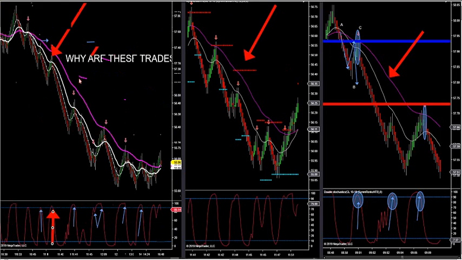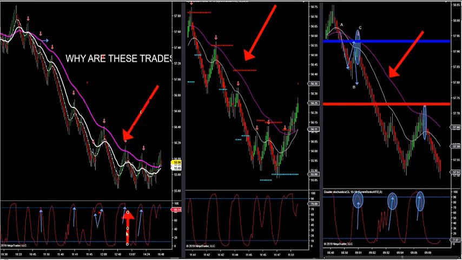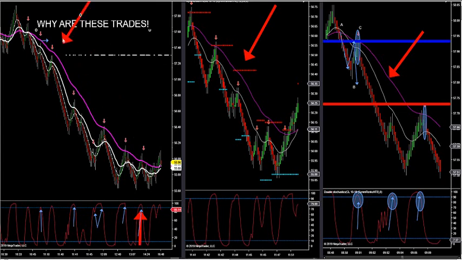So here's the next trade. You can see negative market delta, full retracement. Next trade, negative market delta. You can see the pattern all the way down. All right, so I don't have to teach you that. Here it is. There it is. So let's get into this.